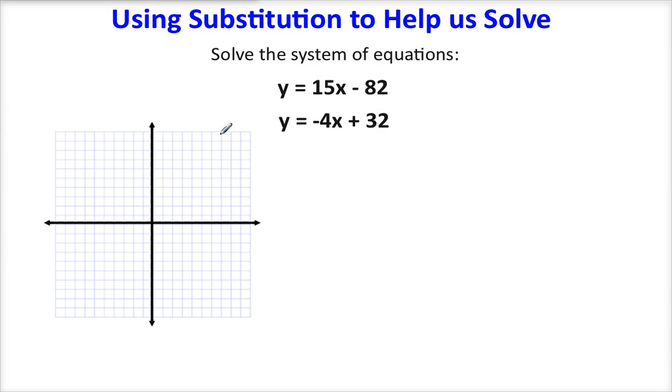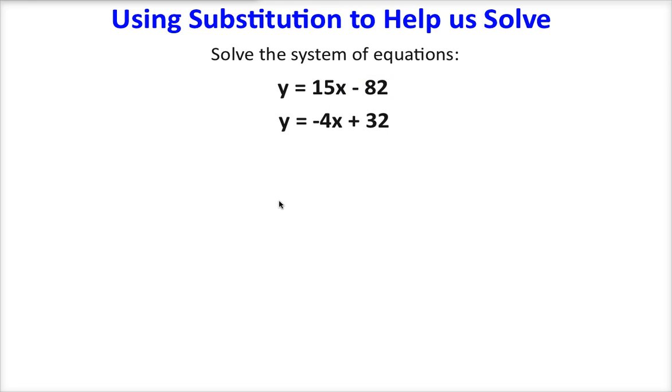Now, the only method that we know so far for solving is by graphing. So if I were to graph these equations, I would notice right off the bat that the y-intercept for this equation is negative 82. And that's just a number that is not on my graph. It is way down there. And same with positive 32. That's way up there. It's not even on my graph. So graphing is just not going to work for this system.